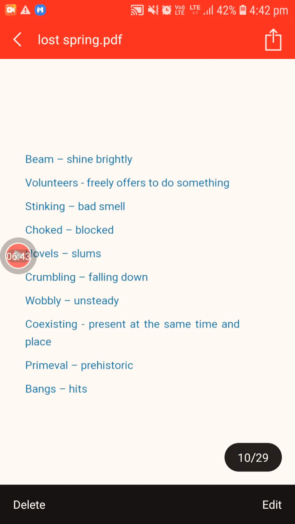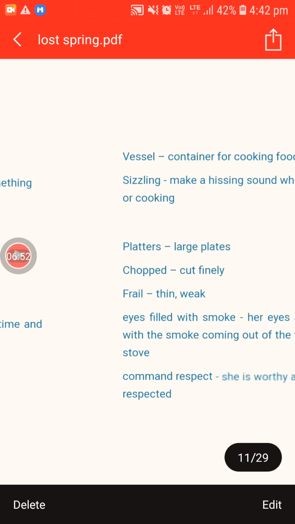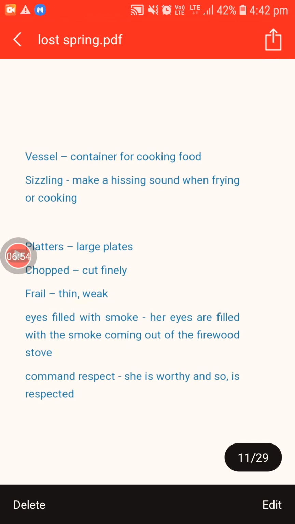I'm scrolling it, and you can go through it later on. Actually, we have already done and discussed the chapter. So again, I have given you the list of the words. So frail means weak, platters means large plates, vessels means containers for cooking food.